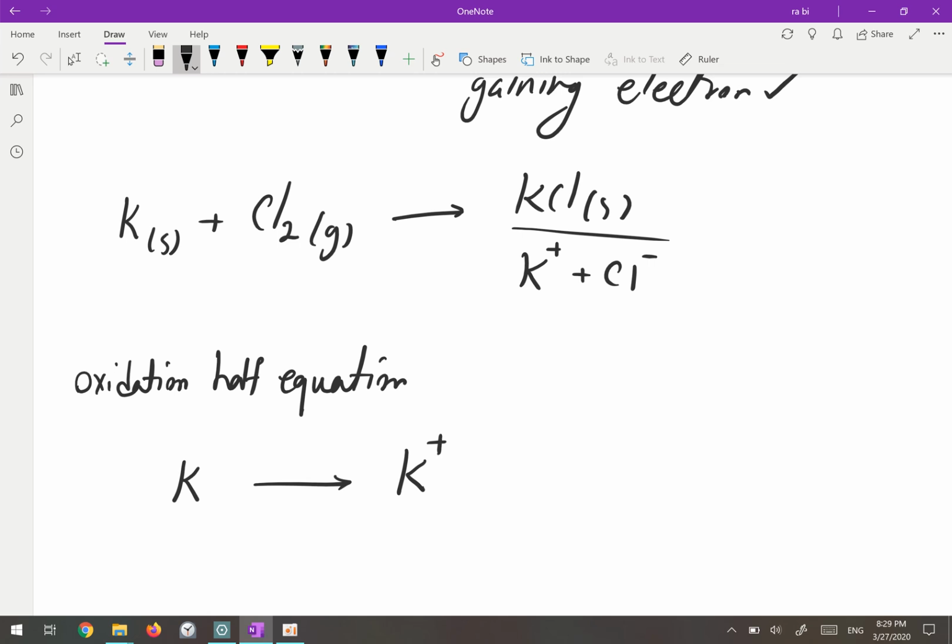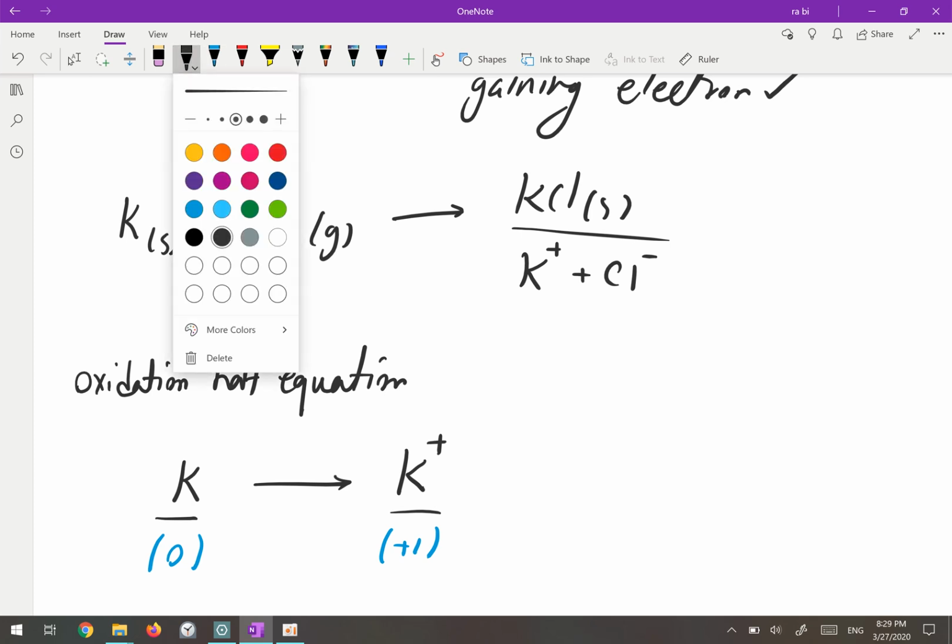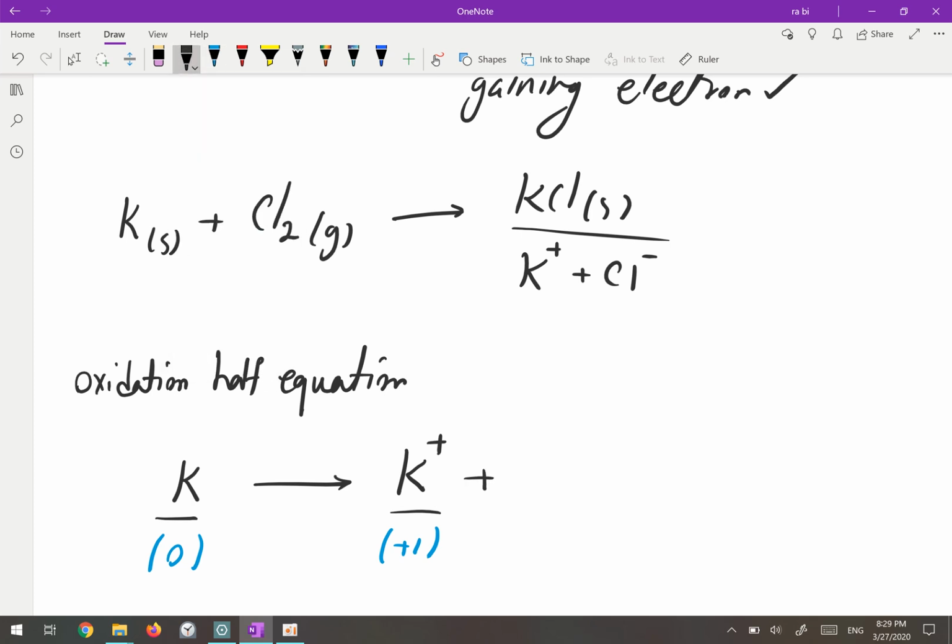In the oxidation half equation, potassium is converted to K plus. For balancing, first we balance the mass. I have one potassium at the left, one potassium at the right, so the mass is balanced. Then I have to balance the charge. The charge on the left side is 0. The charge on the right side is positive 1. We balance the charge by adding the electron to the side which has more positive charge. So if I add one electron here, this electron is negative and this is positive, so the charge would be 0, same as the other side. So this is the balanced oxidation half equation.